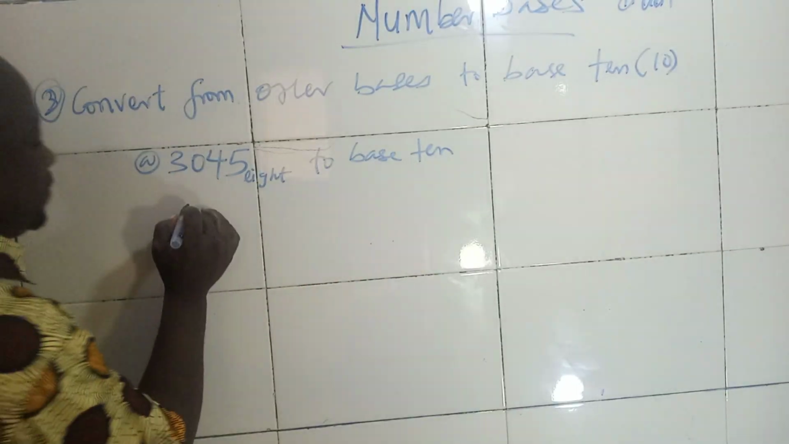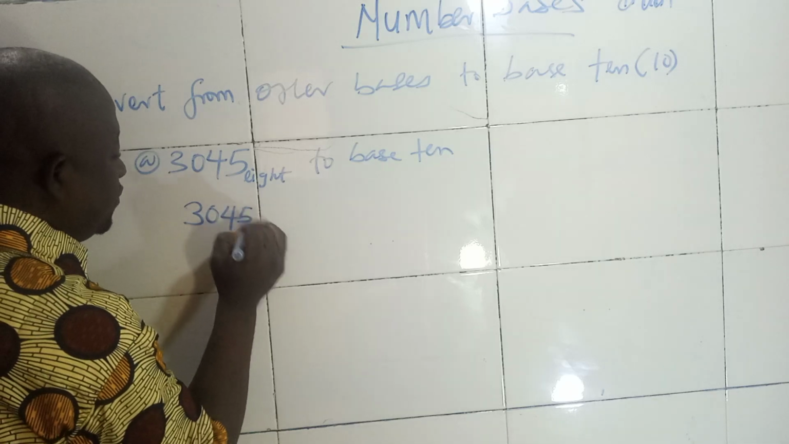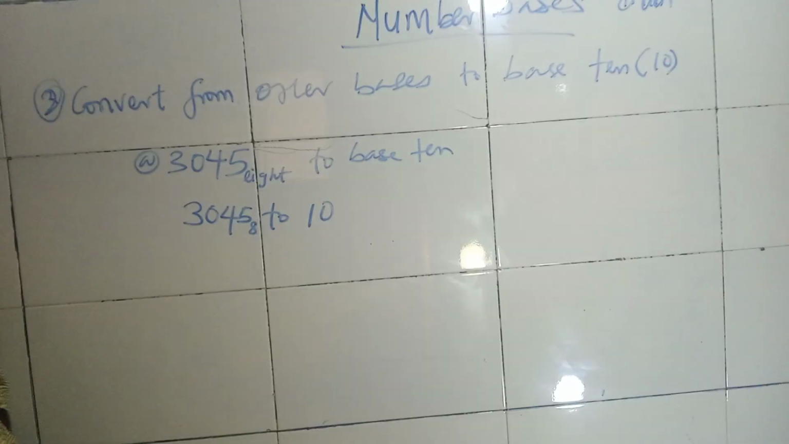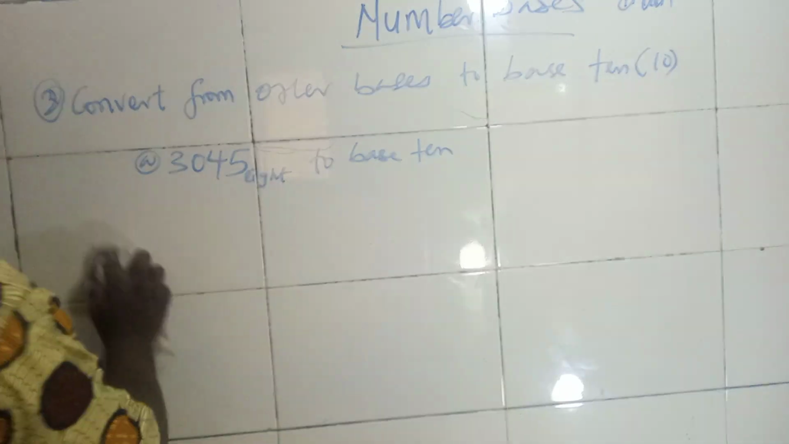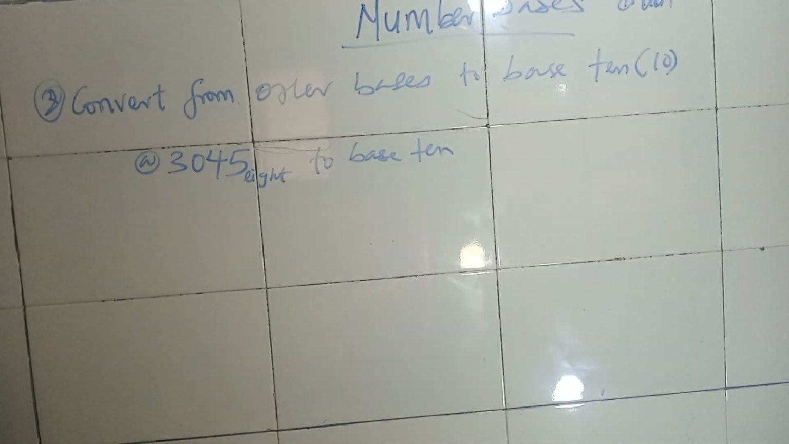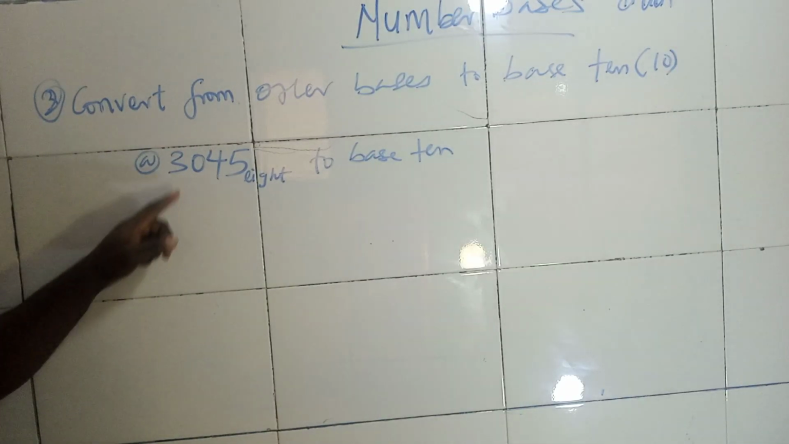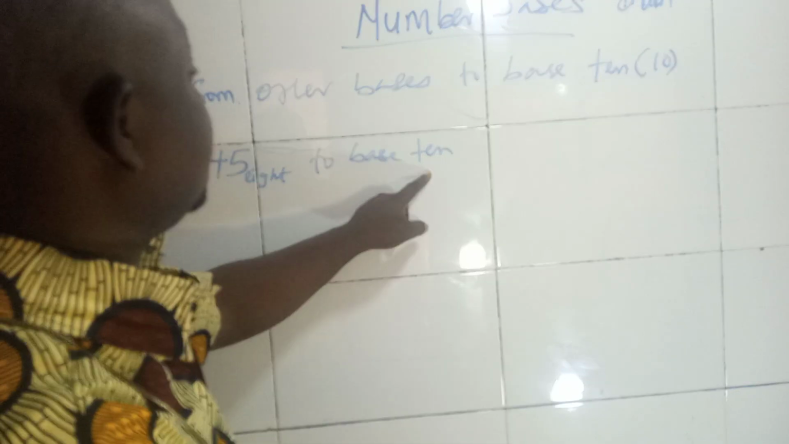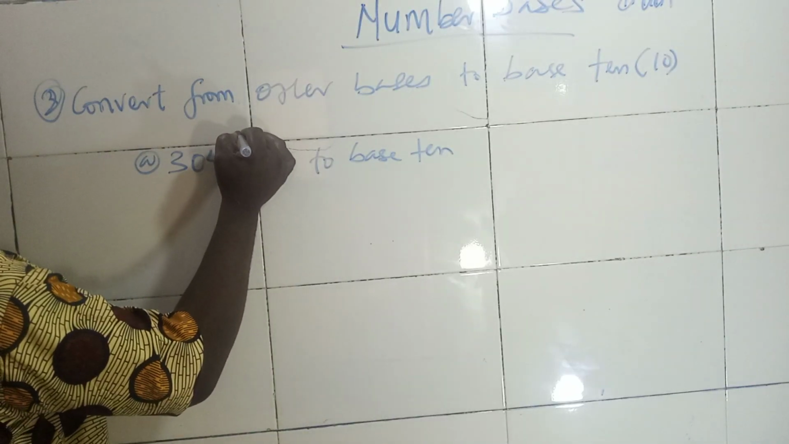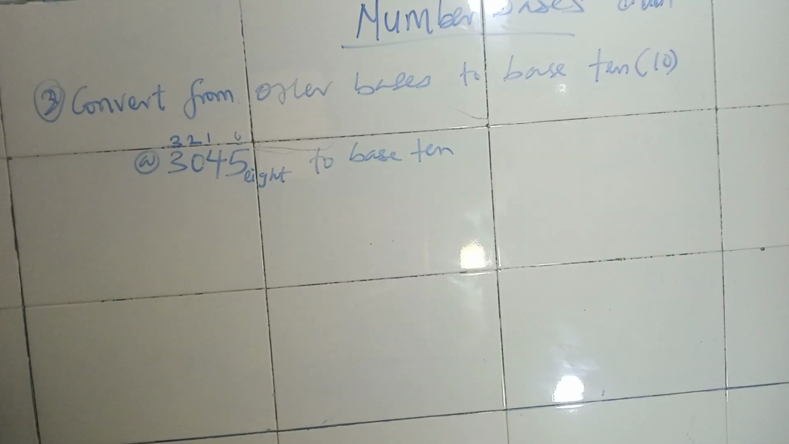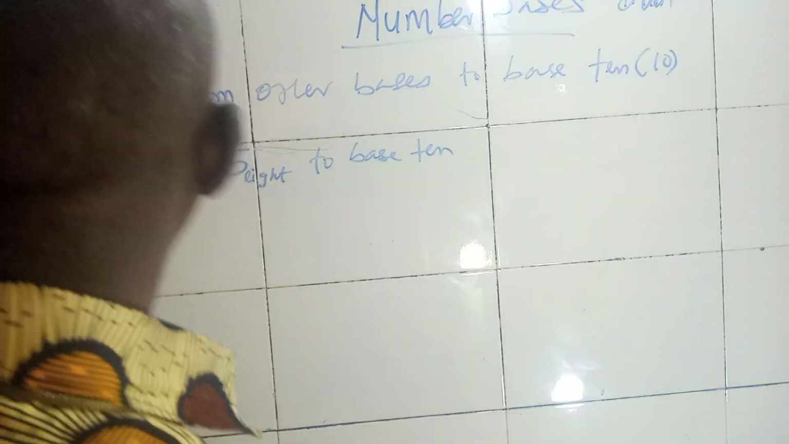You can rewrite this as 3, 0, 4, 5 base 8 to base 10. So for us to do this now, just follow me. It's very, very simple. What you simply need to do is to number the edge of the number. Look at it. We have 3, 0, 4, 5 to base 8. To convert it to base 10, you now start numbering. This is 0, this is 1, this is 2, and that is 3.